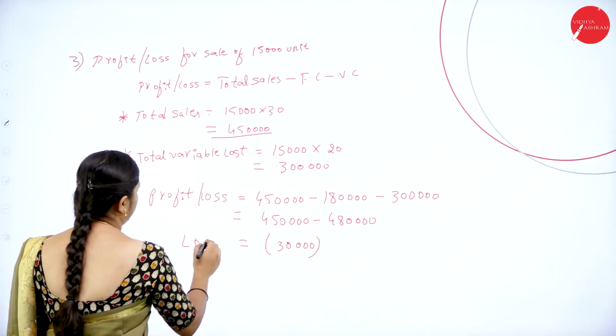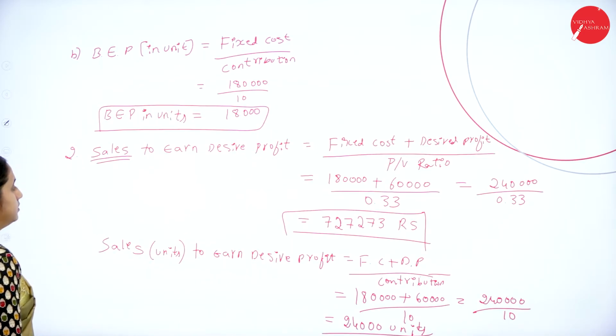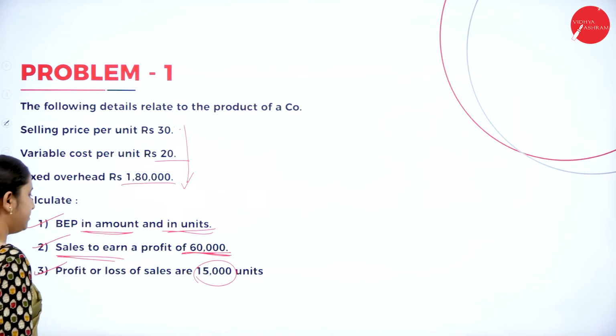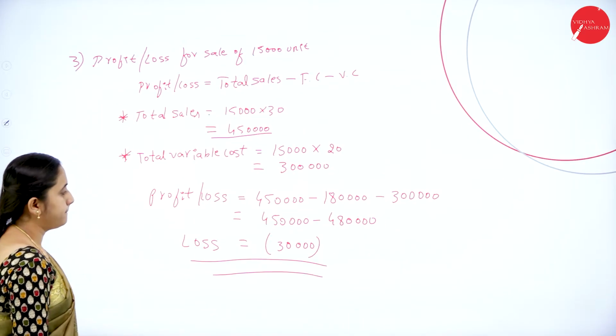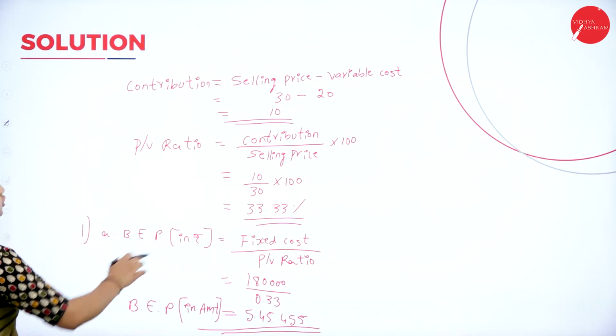That means loss. From the sale of 15,000 units, the manufacturer suffers a loss of rupees 30,000. So, this is the solution.